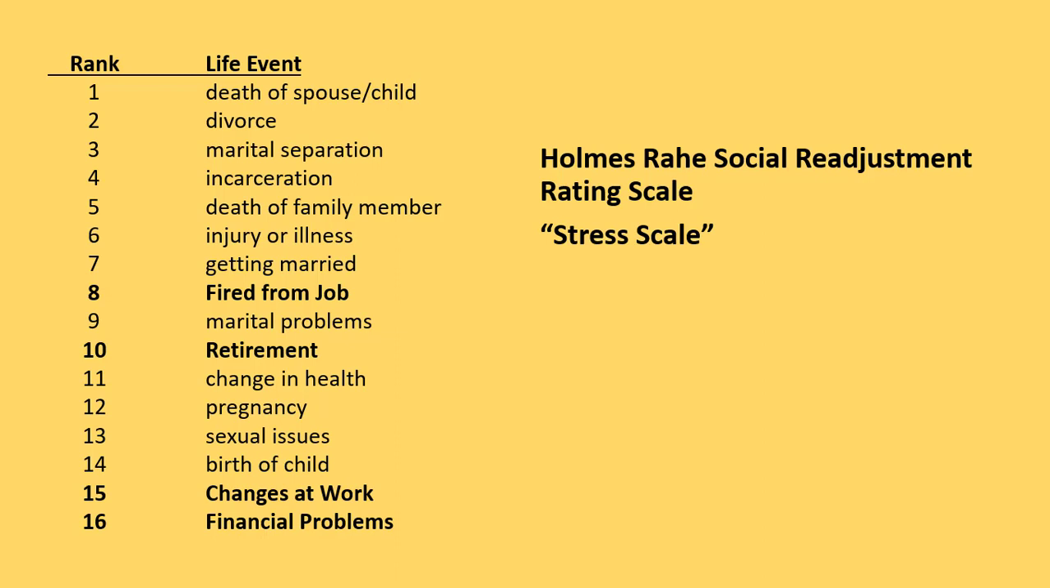So when we're looking at, and I just put a couple of items from the scale, there's 43 total for this one, but there's 16 listed here. And we can see that number 8 is getting fired from your job. Now, some of the things on here are positive things, right? Like number 7 is getting married, and most of us would think that that's a positive thing, right? Number 12 is getting pregnant. Number 14 is having a birth of a child. A lot of these things we think of as being very positive things.